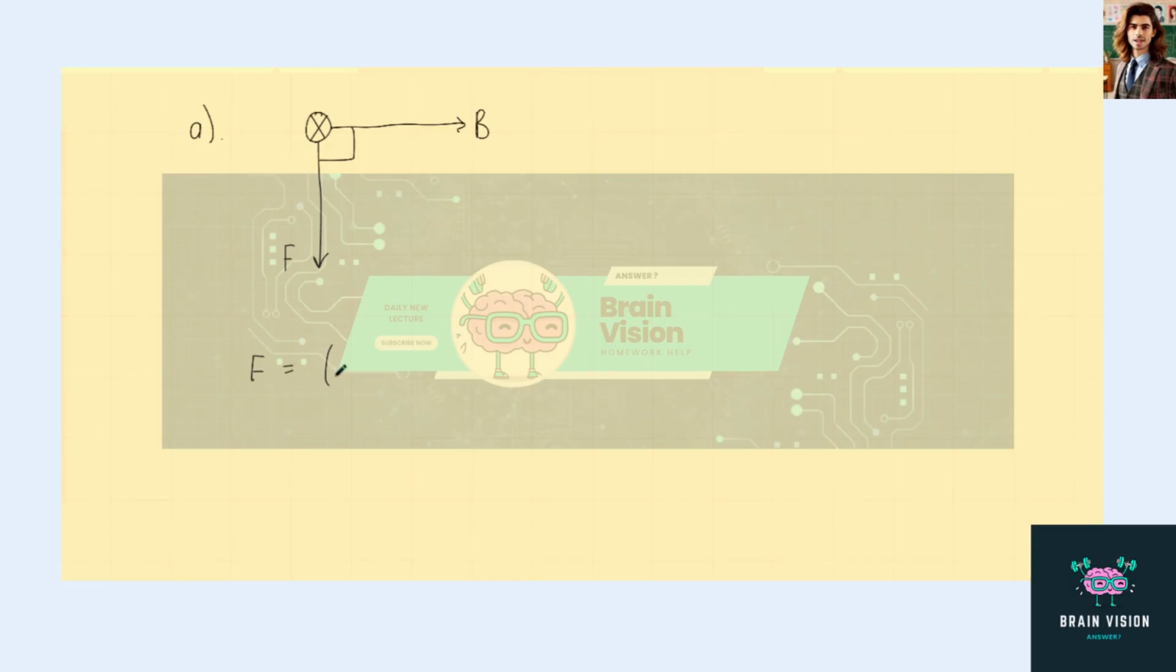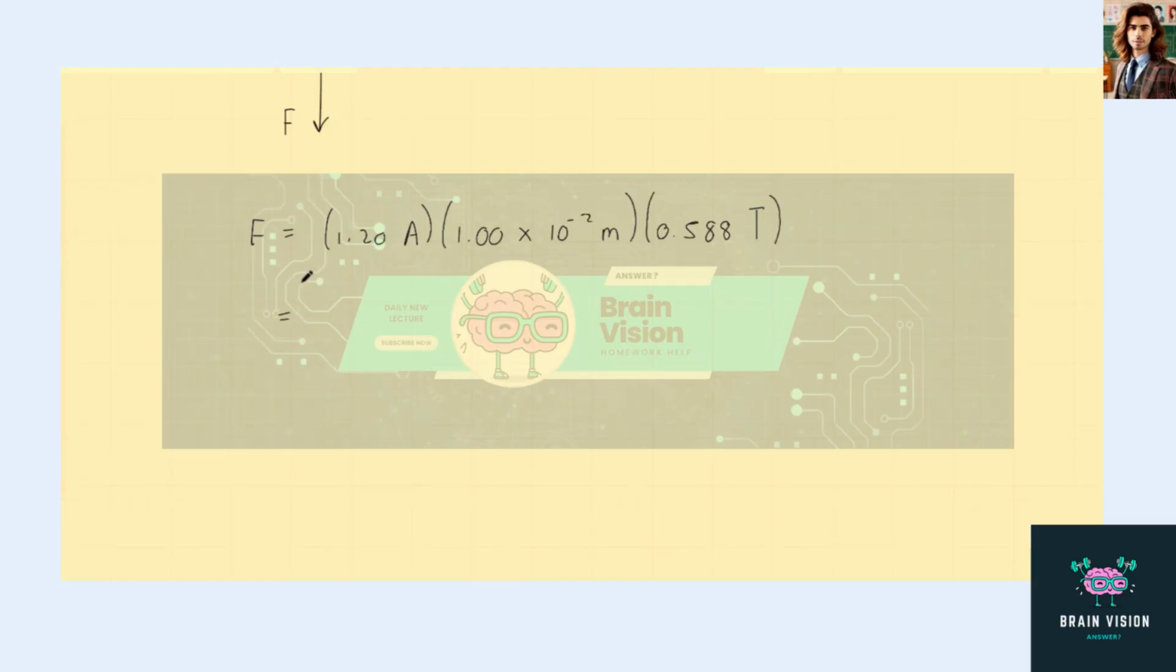F is equal to I, which is the current 1.2 amperes, times the length of the wire, which is 1 centimeter, or 1 times 10 to the minus 2 meters, times the magnetic field strength, which is 0.588 Tesla, times the sine of 90, which is 1. And so calculating, we get the force acting on the 1 centimeter section of wire to be 7.06 times 10 to the minus 3 newtons.